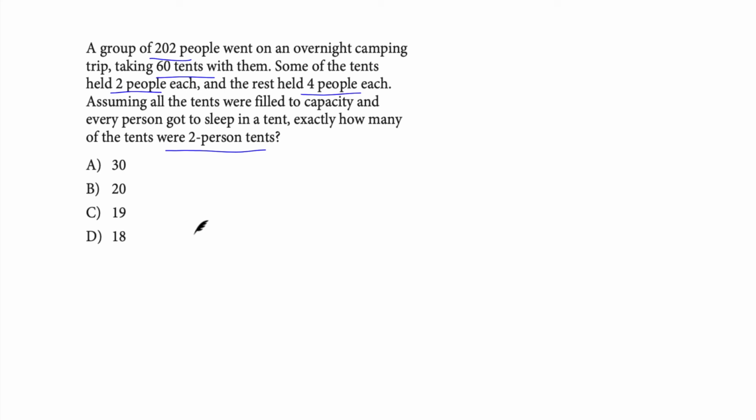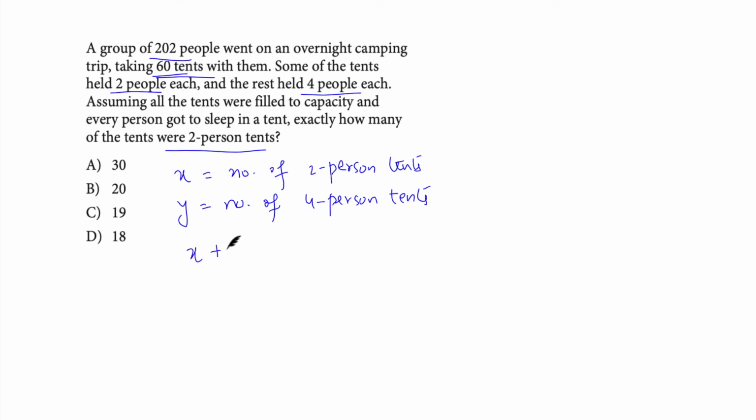The first thing is to define your variables. We can say that X basically represents the number of 2-person tents. This is X. And what will be Y? Now you should know the number of 4-person tents. Now you can easily form your equations. How many total tents are there? That's 60. So the first equation becomes X plus Y equals 60.